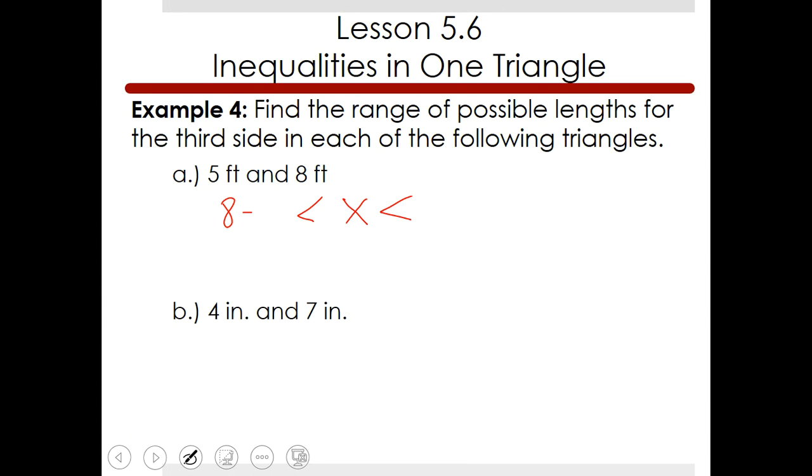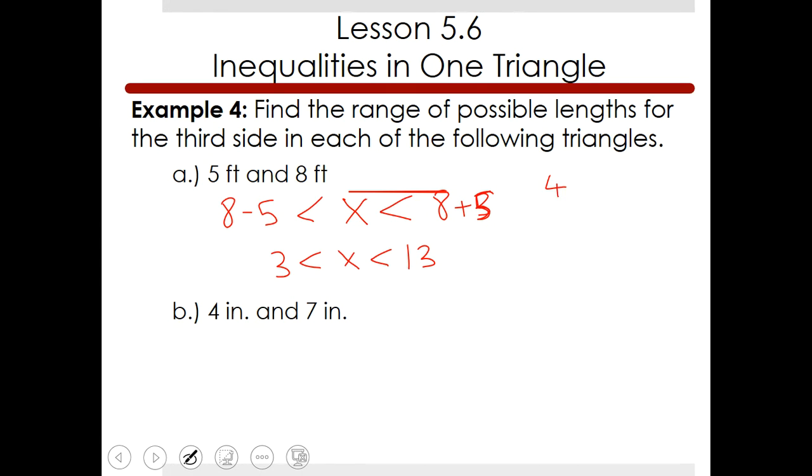the third side has to be more than the two sides subtracted, but has to be less than the two sides added. So when I subtract the two numbers, I get 3. When I add the two numbers, I get 13. So the third side could be any number in between them.